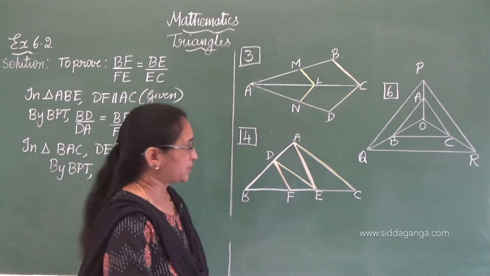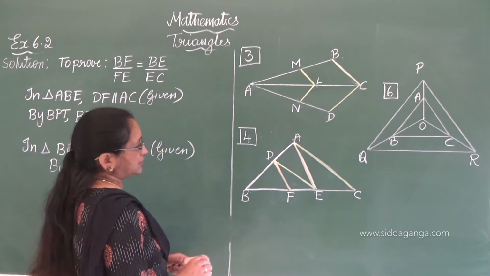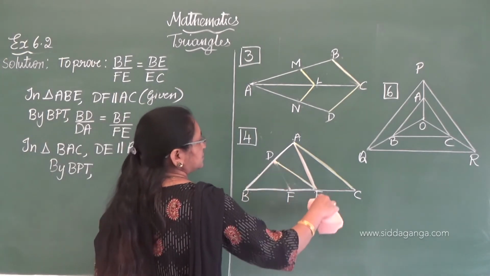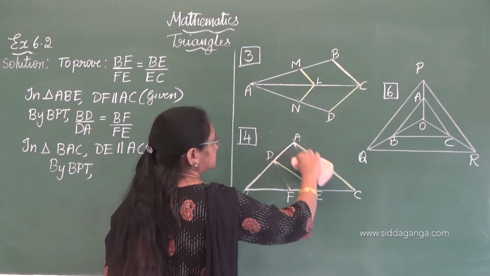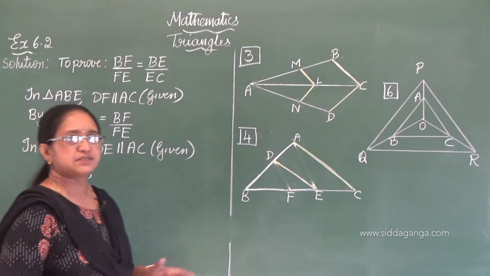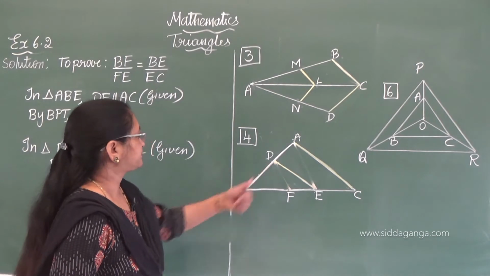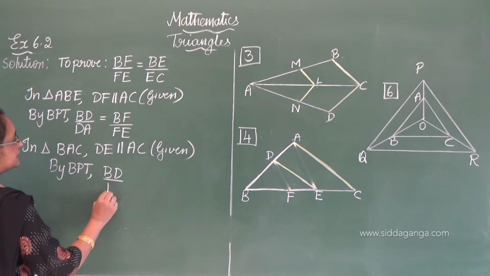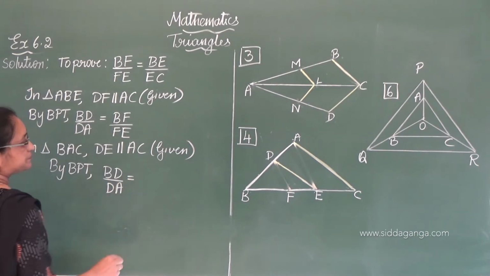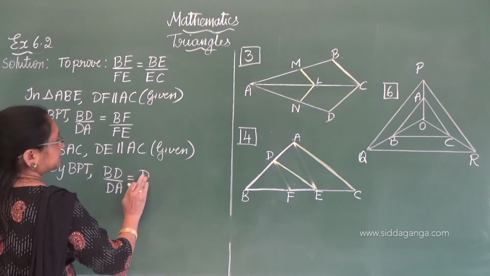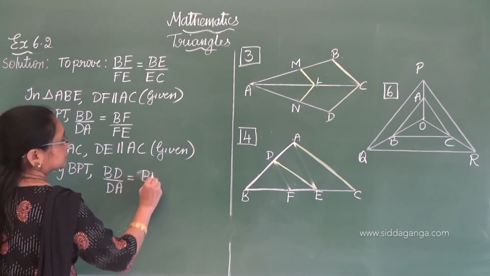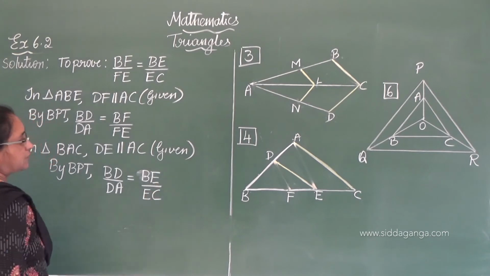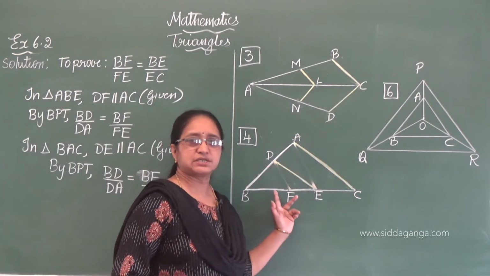So, now you forget about this. So, shall I rub this so that it will be clear for you? Now, forget about this too. So, now you just observe. I think now it is clear. So, now what we can write? BD by DA is equal to BE by EC. Okay. Now, I think it is clear.